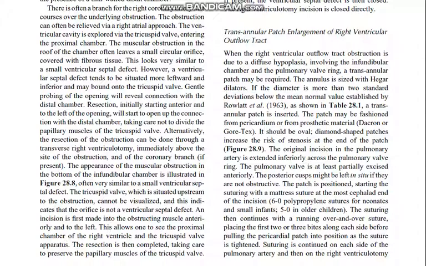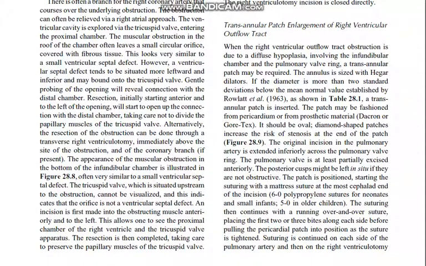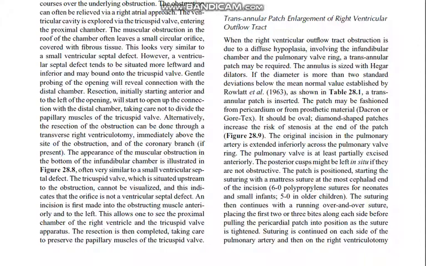6-0 polypropylene sutures are used for neonates and small infants, 5-0 in older children. The suturing then continues with a running over-and-over suture, placing the first 2 or 3 bites along each side before pulling the pericardial patch into position as the suture is tightened. Suturing is continued on each side of the pulmonary artery and then on the right ventriculotomy.